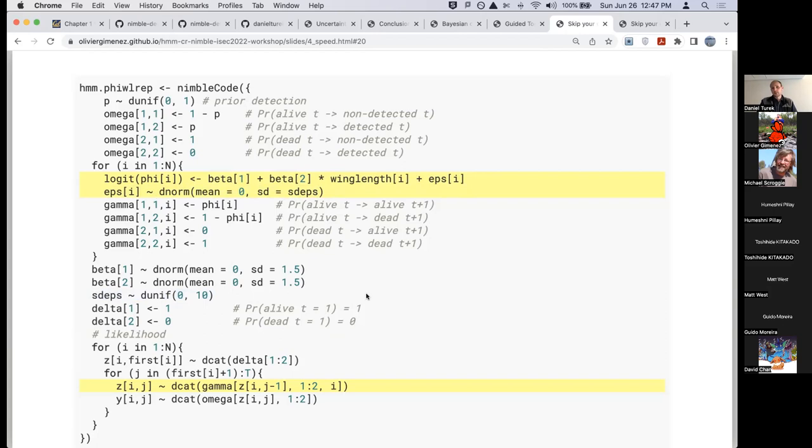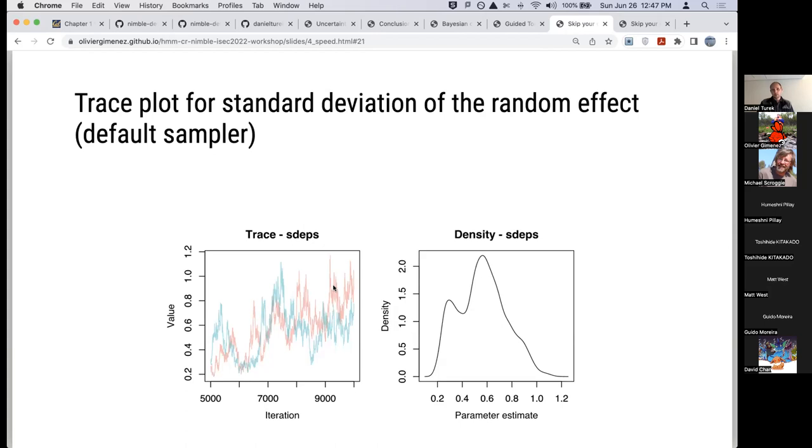And the point is the mixing is now going to be more difficult for this because we have these random effects, the epsilon terms, and this hyperparameter, standard deviation of epsilon. So looking at how this performs, this is using the default samplers for epsilon. We look at these two chains and ask ourselves about the mixing. And it doesn't look very good. There's very high autocorrelation here between these samples. And this would be represented as well in the effective sample size, the N effective in the posterior samples. So this doesn't look fantastic.